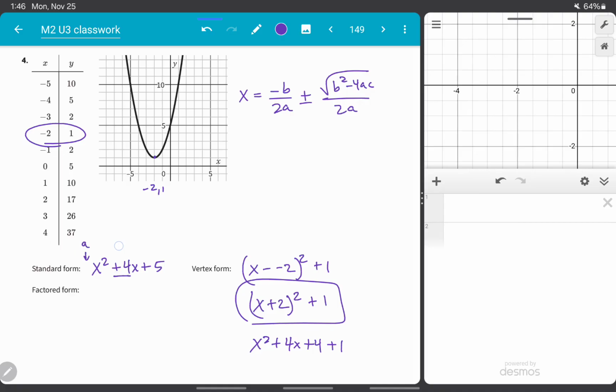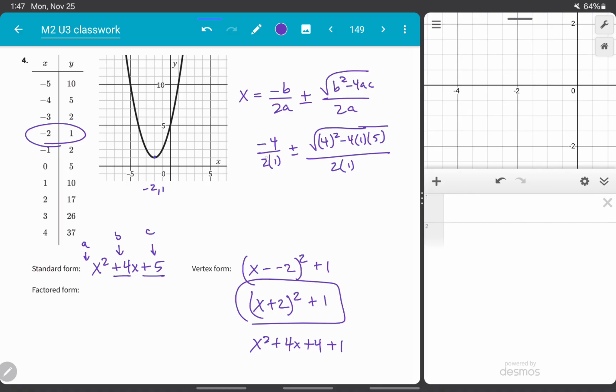My b value, that's 4. My c value, that's 5. So let's try this. -4 over 2 times 1 plus or minus the square root of b squared, which is going to be 4 squared minus 4 times 1 times c, which is 5, all over 2 times 1.